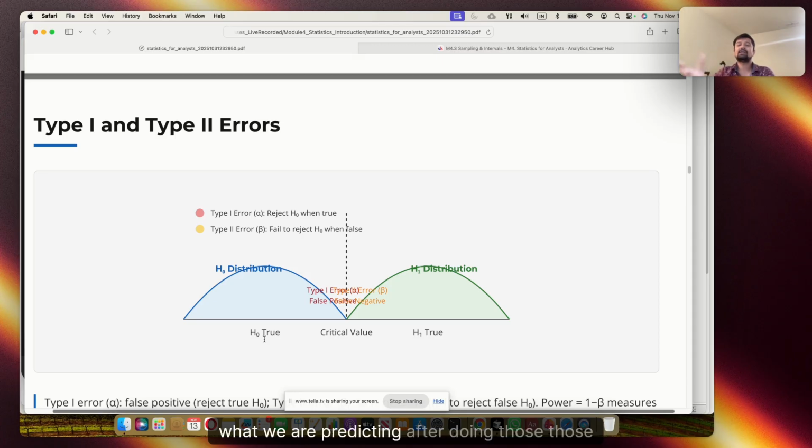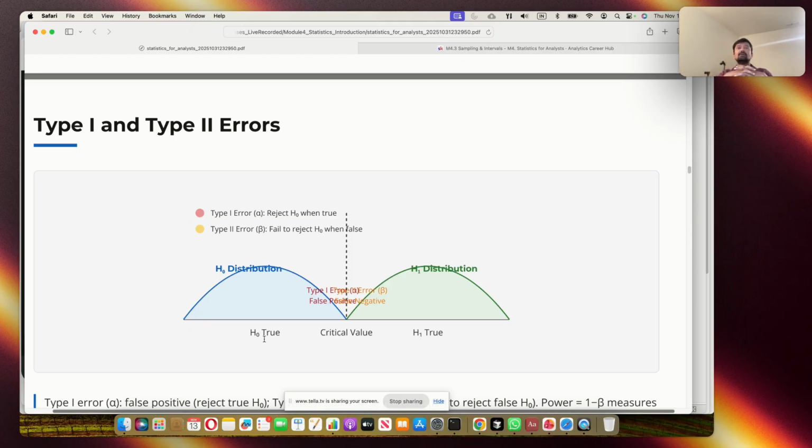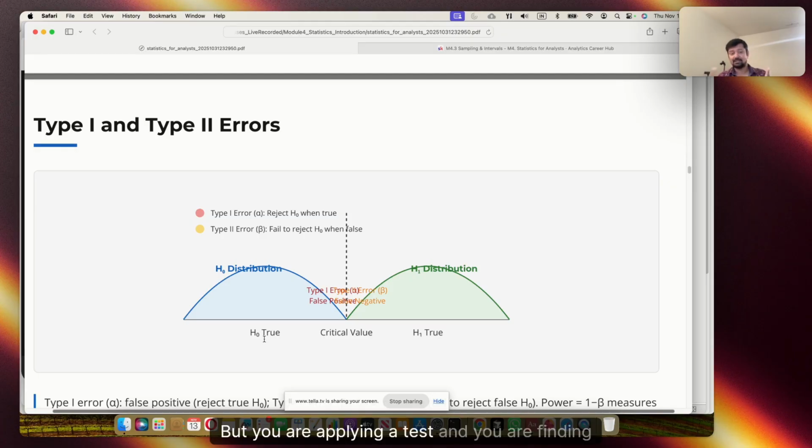After doing those statistical tests, we say there is a difference between group A and group B, but actually there was no difference. So this is a type 1 error, in which we are rejecting the null hypothesis, which was actually true. That means you are mispredicting something that is actually not happening. You can call this a false positive also. You are saying group A and group B are not different, that is your null hypothesis and it is true also, but you apply a test and find there is a difference based on the statistics you are reporting. So this is a false positive. This is a type 1 error, which lies somewhere here.